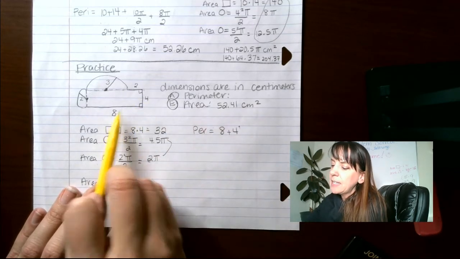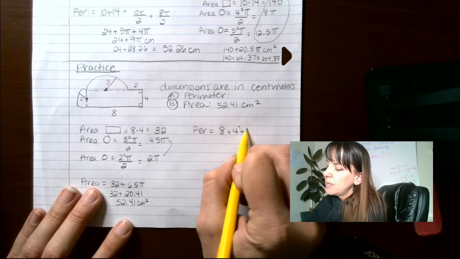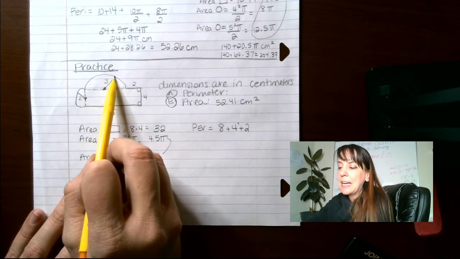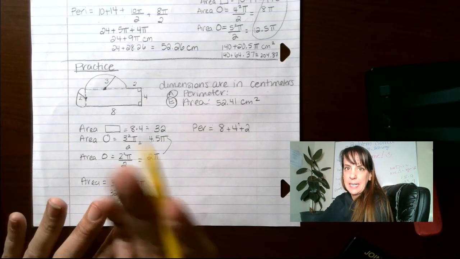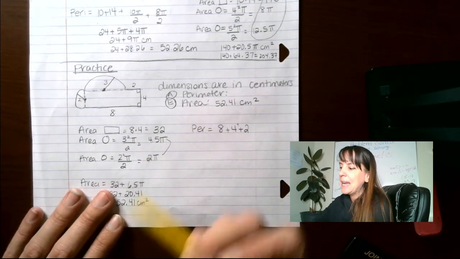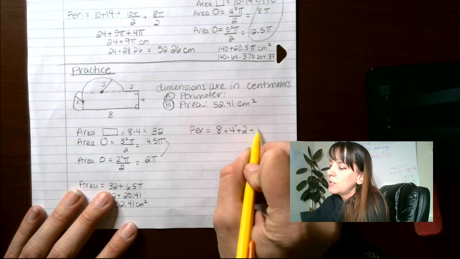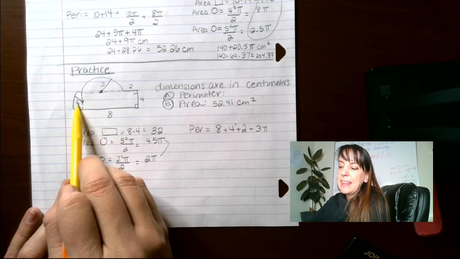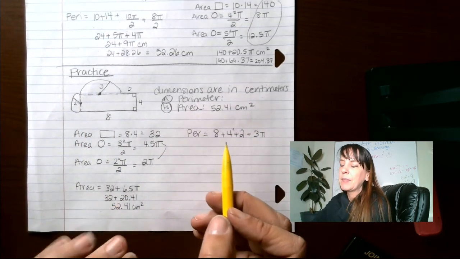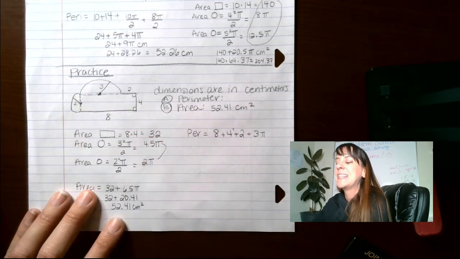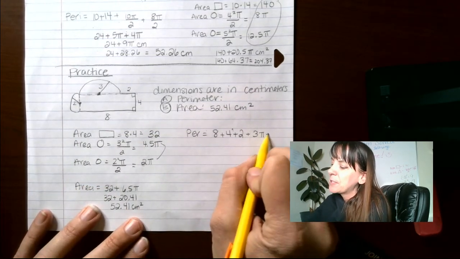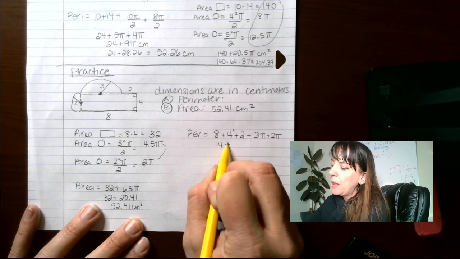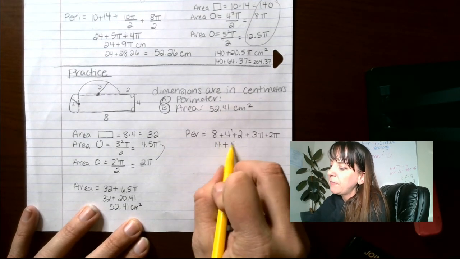Okay, so I have 8 plus 4 plus this little bit, that's 2. Then I have 3. The radius of this guy is 3. The diameter would be 6. Cut 6 in half, we would have plus 3 pi for that first one. This guy right here would be 2. The radius is 2, the diameter is 4. Cut that in half, we get 2 pi. So plus 2 pi. So 8, so this is 14 plus 3 and 2 is 5 pi.